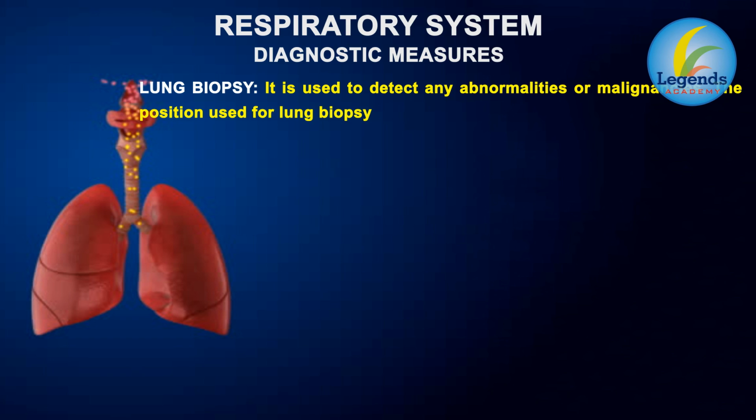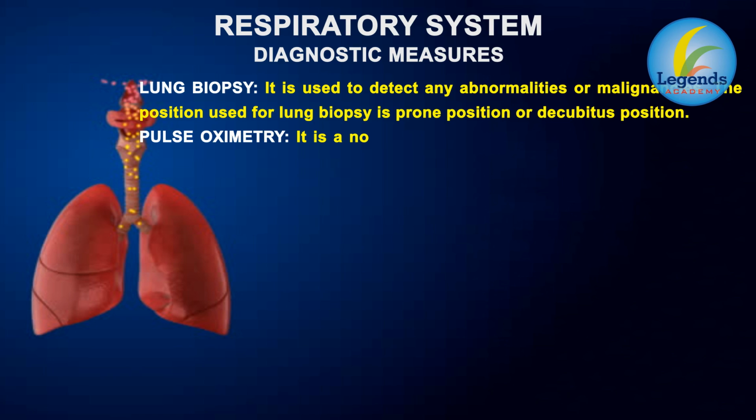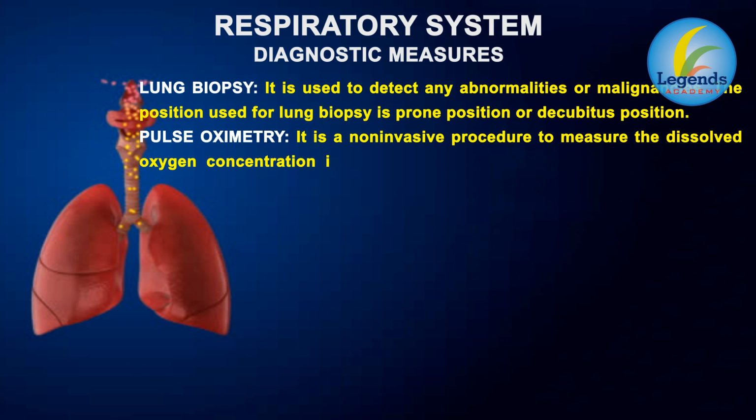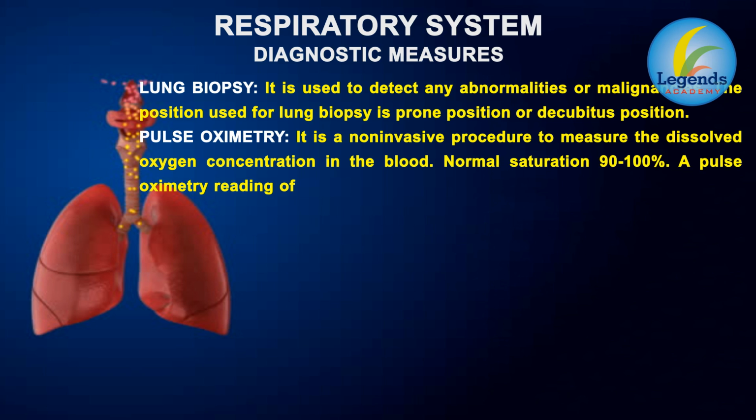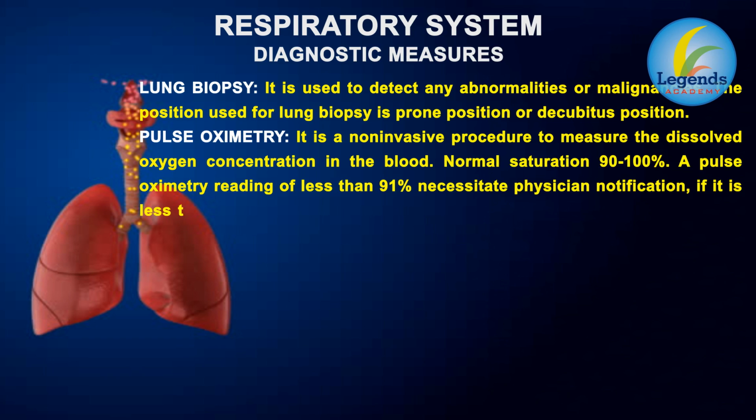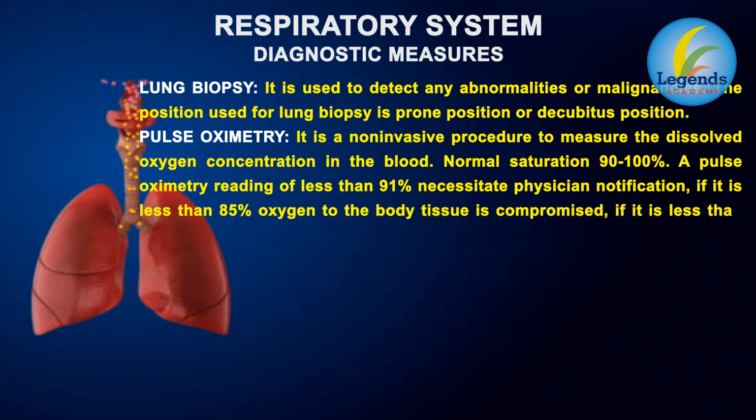The position used for lung biopsy is prone position or decubitus position. Then the pulse oximetry, it's also a non-invasive procedure like PFT. It is used to measure the dissolved oxygen concentration in the blood. Normal saturation, we all know, is from 90 to 100%. If it is less than 91%, immediately notify the physician. If it is less than 70, it could result in life-threatening complications.